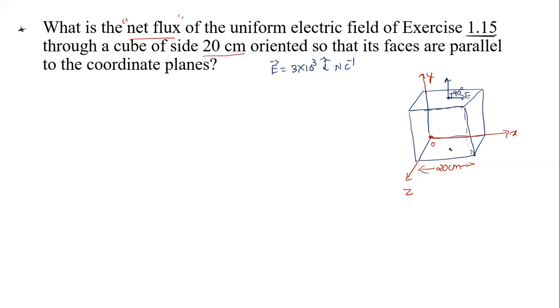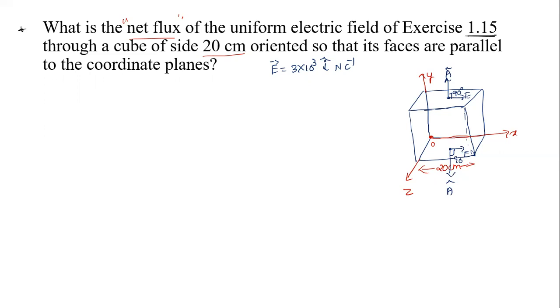Similarly, if I look at the lower face, the electric field is in this direction and the area vector is downward. Let's say A cap, area vector is downward. So the angle is again 90 degree. If you look at front and back, they also make an angle of 90 degree. So what is left now? Only the left surface and right surface.